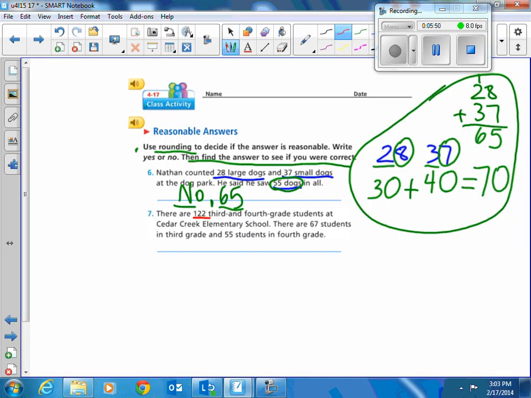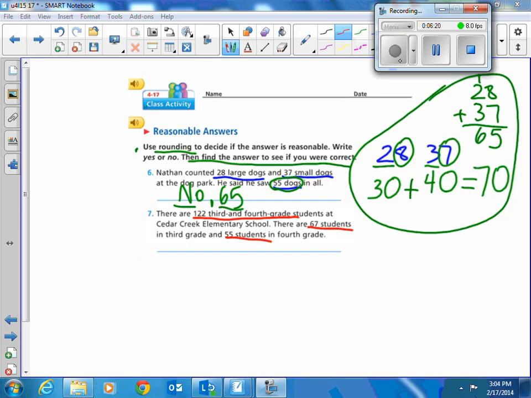There are 122 third and fourth grade students at Cedar Creek Elementary School. There are 67 students in third grade and 55 students in fourth grade. So we need to decide if that answer is reasonable. So we need to just see if that information is reasonable or not, okay? So we know that there are 122 third and fourth grade students.